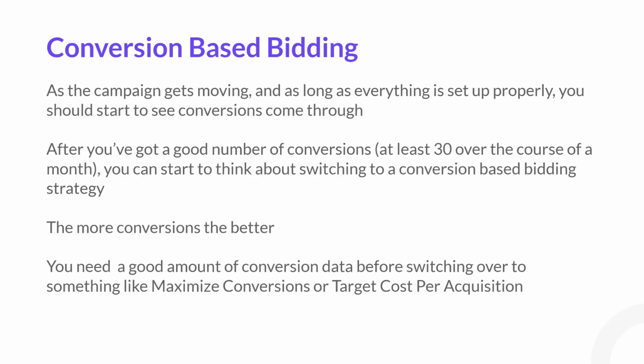Another thing we should talk about really quickly is conversion-based bidding. So as your campaign gets moving, and as long as everything is set up properly, you should start to see conversions coming through your campaign. And after you've gotten a good number of conversions, at least 30 or so over the course of a month, you can start thinking about a conversion-based bid strategy. And ultimately, the more conversions you can get, the better. You need a good amount of conversion data before switching over to something like maximize conversions or target cost per action. I have other videos about this on my channel, which I'll probably link down in the description. But when it comes to conversion-based bidding, just keep in mind you need to get conversions through your campaign before you start switching to conversion-based bid strategies.